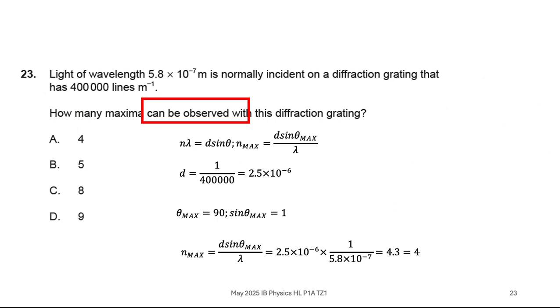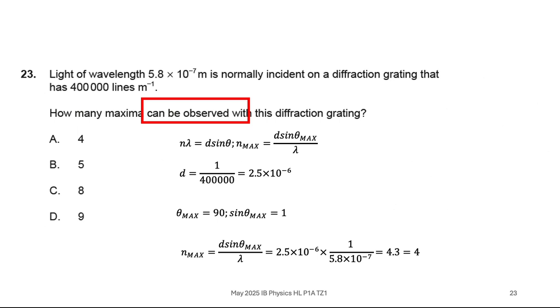Reason being is that we can only observe the order before that number, and n is an integer. So if we get an answer which is 4.3, well, we can see 1, 2, 3, and 4. We cannot see 5 because 5 has not been achieved. Even if we got 4.8 here, we do not round up because we've not surpassed that value of 5. So we have to round down to the nearest integer.